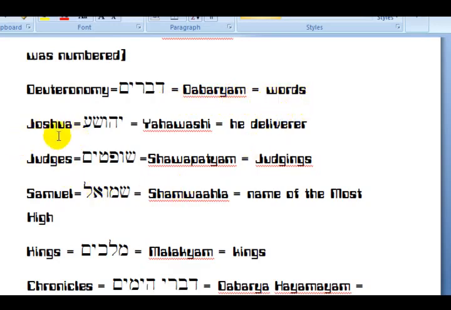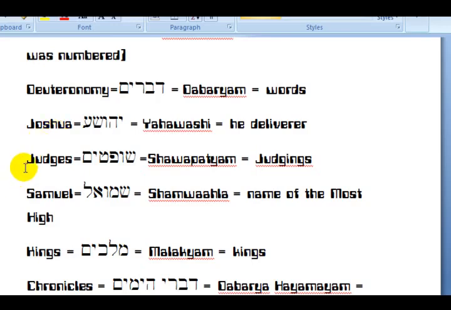The next one is Joshua, which is Yahushai, which is the name of the Messiah. Yah at the beginning of a word is he. Yahushai is deliver or deliverer: he deliverer. That was the name of Joshua, which was given to him by Moses, because his first name was Hosea, and then Moses gave him the name Yahushai. After Moses' death, Joshua was the one that led Israel into the promised land.